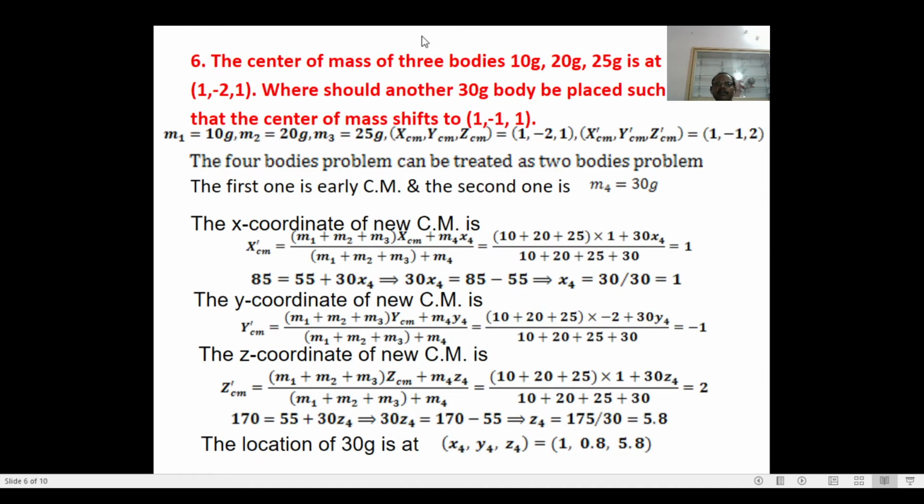6. The center of mass of three bodies 10 gram, 20 gram, 25 gram is at 1 comma minus 2 comma 1. Where should another 30 gram body be placed such that the center of mass shifts to 1 comma minus 1 comma 1? Now given m1 is 10 gram, m2 is 20 gram, m3 is 25 gram and the center of mass xcm, ycm, zcm is 1 comma minus 2 comma 1. The new center of mass is taken as xcm dash, ycm dash, zcm dash, which is 1 comma minus 1 comma 2.